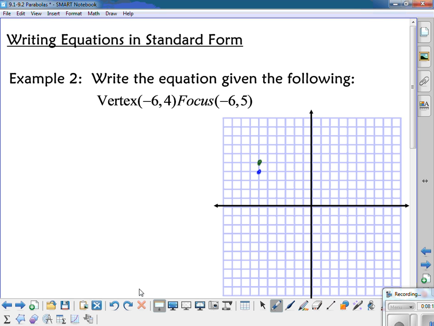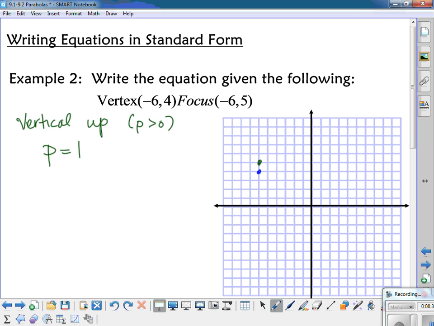So that means it's going vertically, right? And it's going up. So P is positive, right? P has to be greater than 0. And so P is just the distance between the vertex and the focus. So how far up did I go? 1. And I went in the positive direction, so it's positive 1.